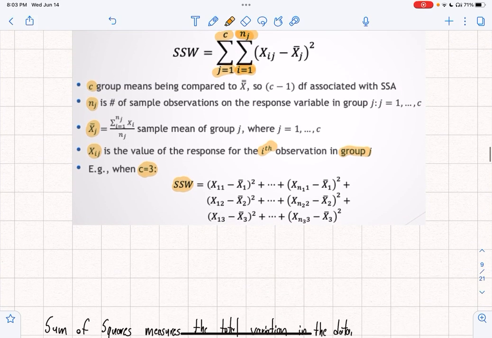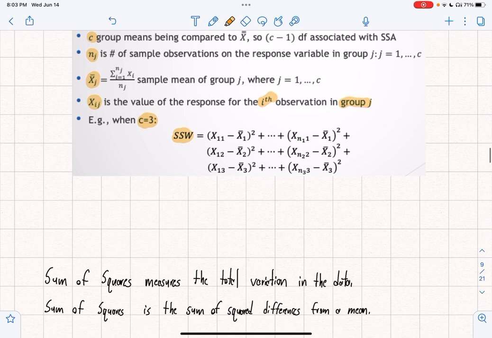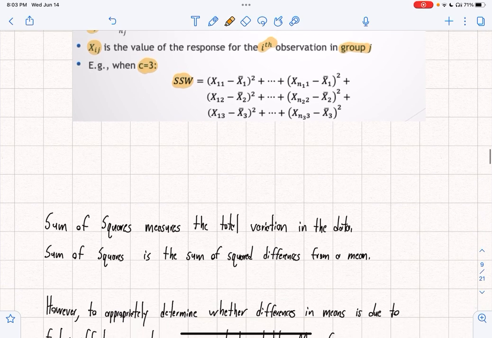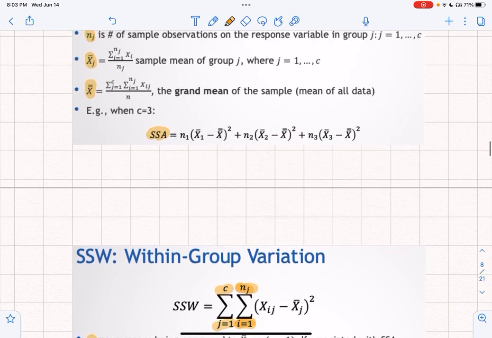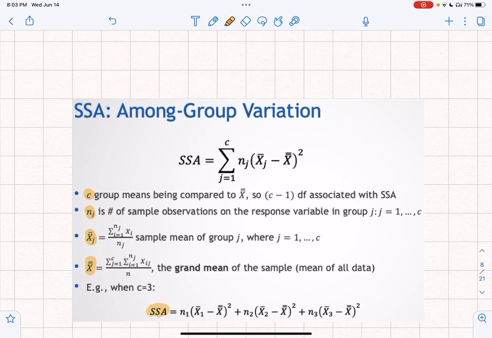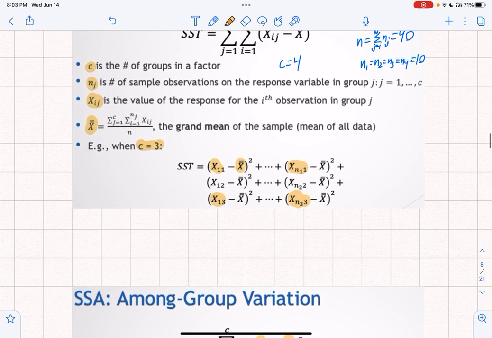All right, we were just looking at all of the sum of square definitions. The sum of squares measures the total variation in the data. It's just the sum of the squared differences from the mean. That's all we were doing in all of these formulas, right? We're taking differences from the mean.